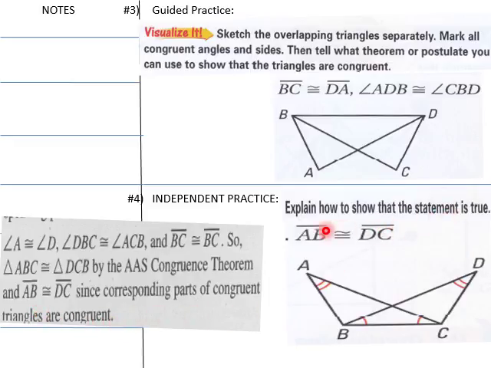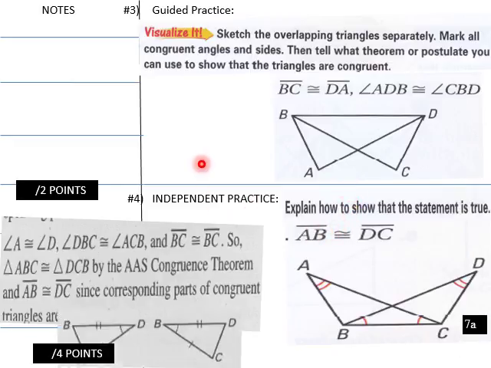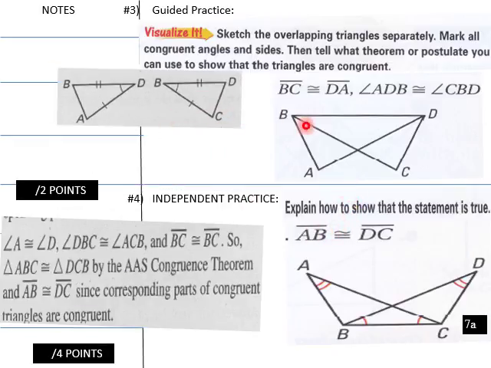Explain how to show that this statement AB is congruent to DC. So corresponding parts of congruent triangles would be congruent. So AB would be congruent to DC here. And then up here, for number 3, do we have a solution? Yes, we do have a solution for number 3.